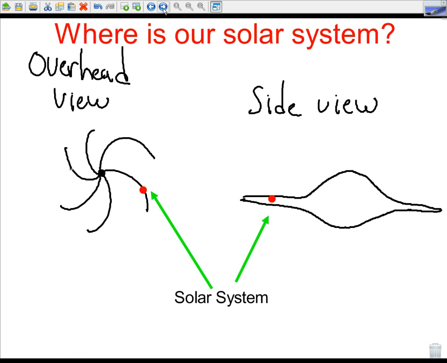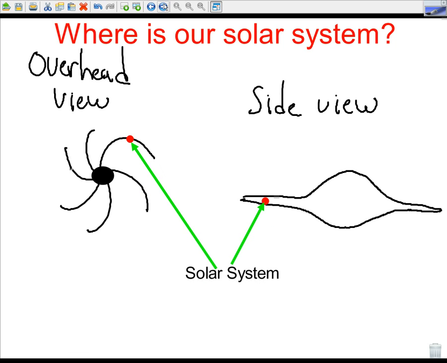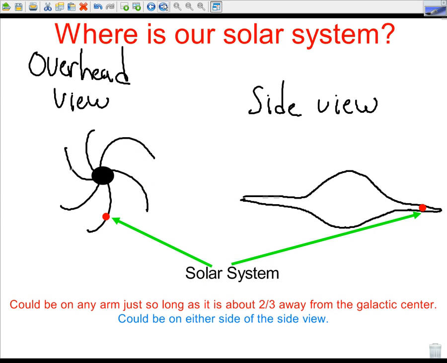Okay. What oftentimes comes up too is where we are in our solar system. We live in a spiral galaxy, the Milky Way galaxy. We're on one of the spiral arms. We're 2/3 of the way out from the galactic center. So an overhead view, we would look something like that. That would be our location. A side view, we could be over here. And I said could because it could shift a little bit. It doesn't really much matter which arm or which side view, but that's where we're located in our Milky Way galaxy. We just have to be about 2/3 away from the galactic center.